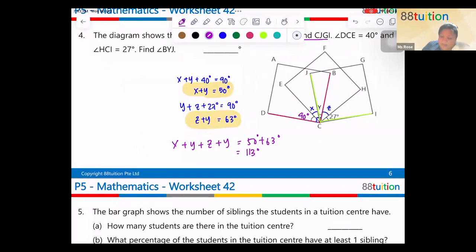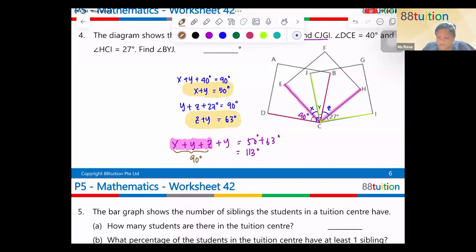Okay, but I know that X, Y, and Z must be equal to how much? This line here. If I use this, can you all see? X, Y, and Z, this forms another square. So we know that X, Y, and Z must be equal to how much? This must be equal to 90 degrees.